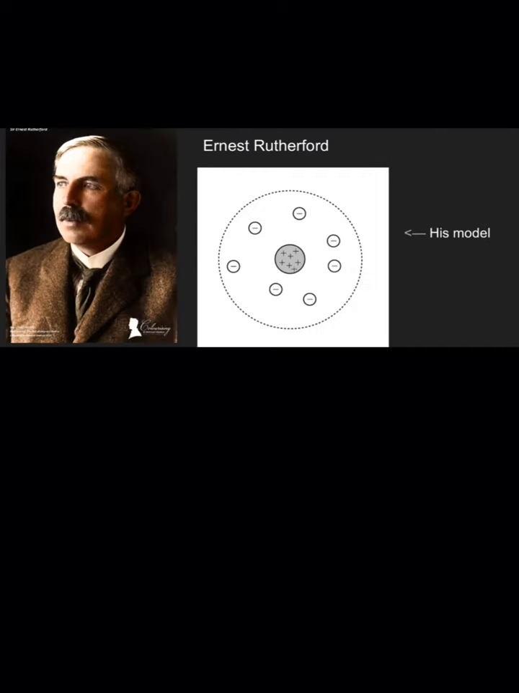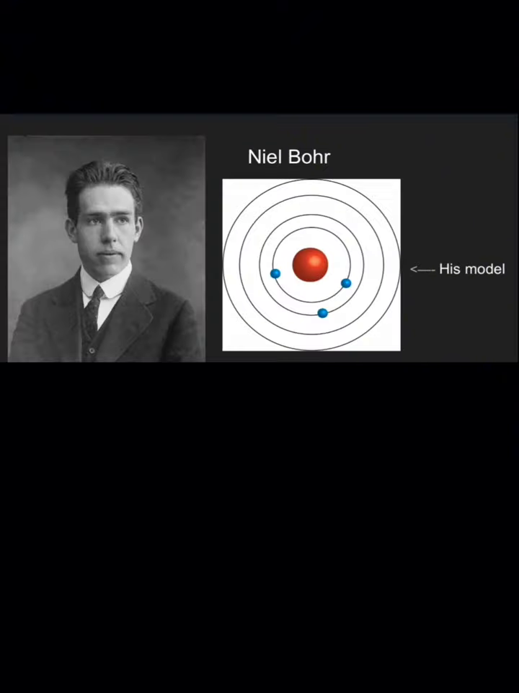Ernest Rutherford in 1911 added onto it, with his vision being protons in the center surrounded by electrons. In 1913, Niels Bohr shared his vision for the atom's structure, being similar to Rutherford's as the protons were in the center and surrounded by electrons, but now they have orbitals, hence its name being the planetary model.